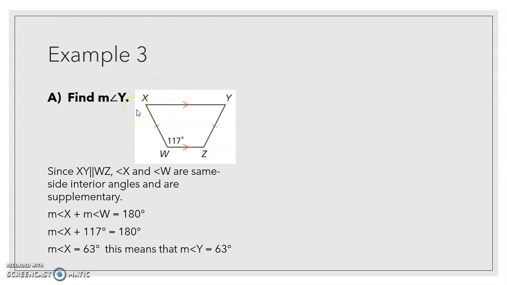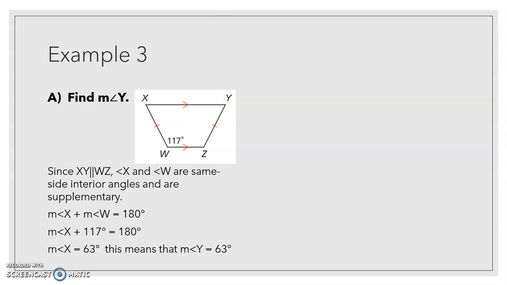And I know that same side interior angles are supplementary. So what I did is I said that angle X plus angle W is 180. I put in the measurement for angle W and I solved for angle X. So angle X is 63 degrees. Now, because I also know that the two legs are congruent, that means X and Y are congruent. So angle Y is also 63 degrees.